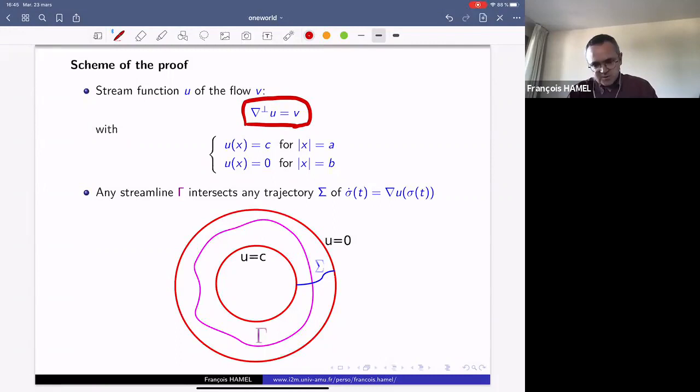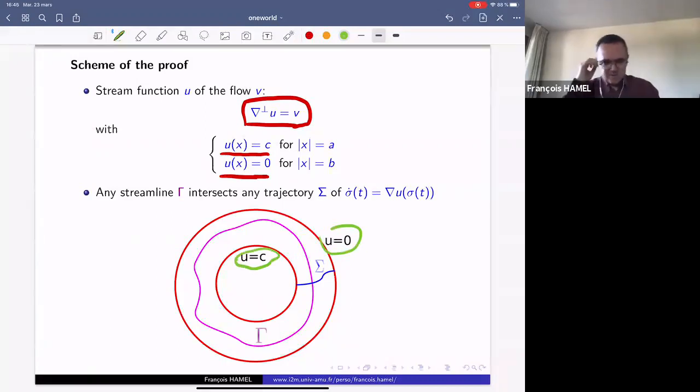Furthermore, since v is tangential on the connected components of the boundary, the function u is constant on both connected components of the boundary. So, without loss of generality, I can assume that u is equal to 0 on the outer boundary, and u is equal to some constant c on the inner boundary. I don't know what c is, but there is such a constant c.